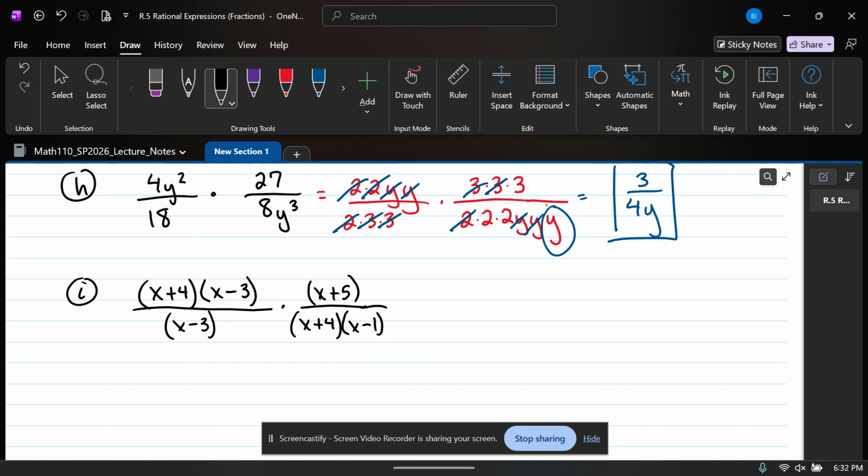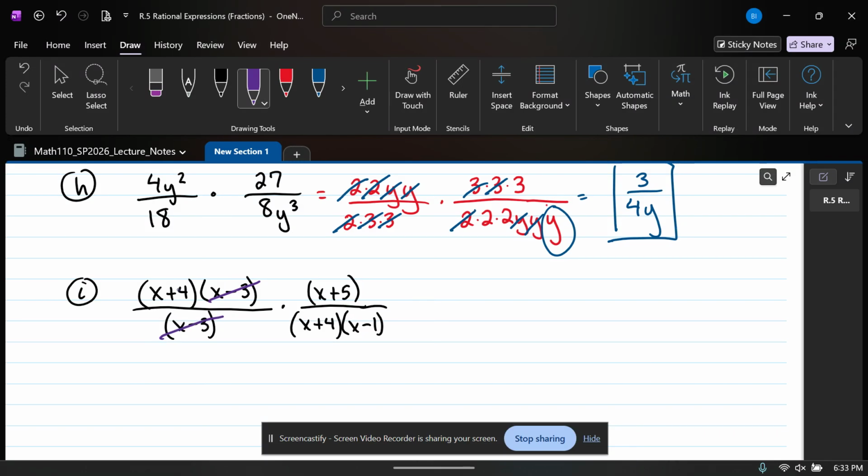Once it's factored, then we can take that and simplify. And the only way to simplify on the multiplication is to cancel up and down vertically or diagonally. That's the only way. So vertically, I've got an x minus 3 canceling an x minus 3.